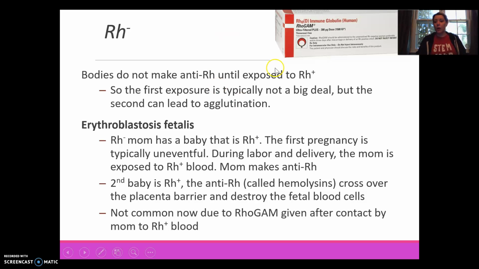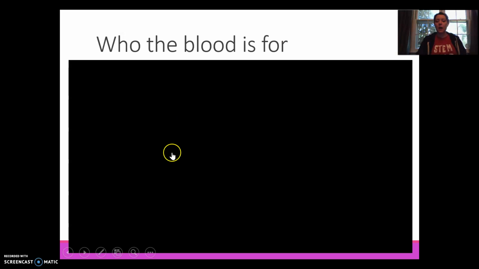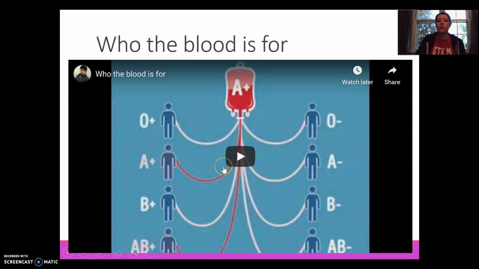But now we have RhoGAM, and there are actually two other medications now. This was just the first one. Now they just test you, and if they know that you have a different blood type from your baby, they'll give you this medication, and it's not a problem. Interesting. All right, and so here's our little video over who the blood is for, and since I'm making a second video, I can show you this one.